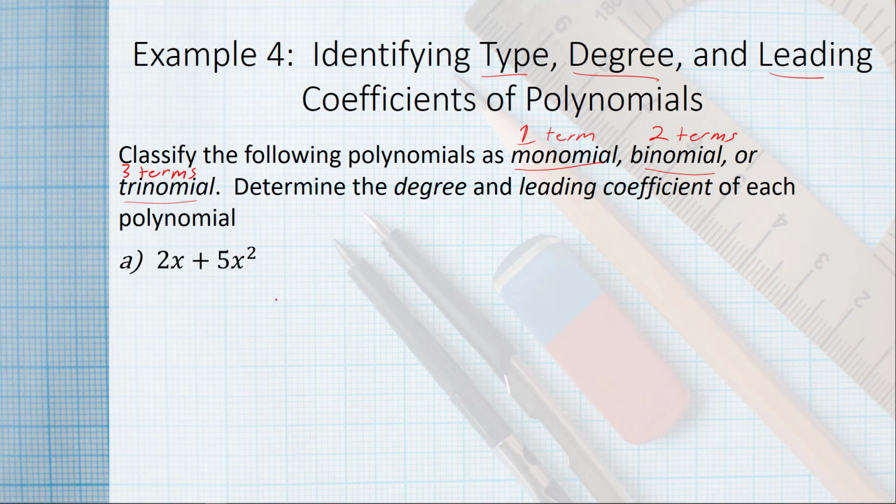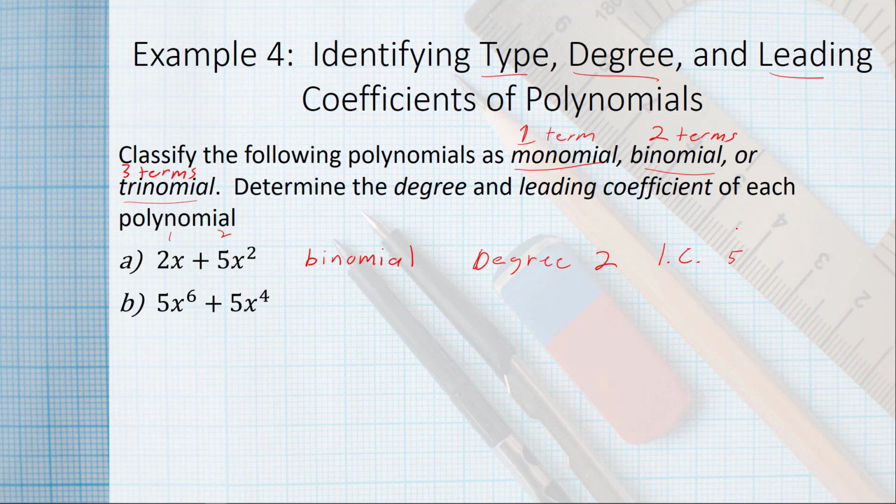Okay, so take a look at this one. This one has two terms. Here's term 1, here's term 2. So this is a binomial. The term with the highest exponent next to the variable is this term right here. The exponent is 2, so this is of degree 2. And the leading coefficient, we're just going to call that LC. Well, the leading coefficient in that particular term is 5, so the leading coefficient is 5.